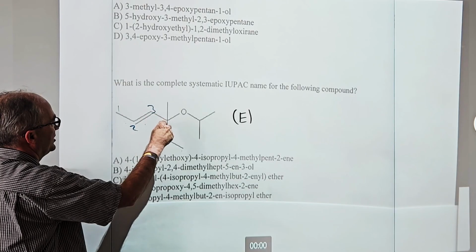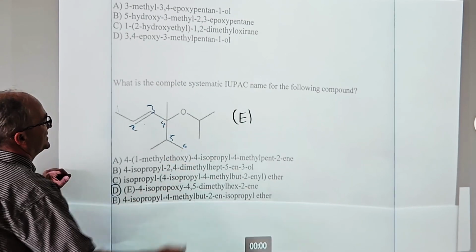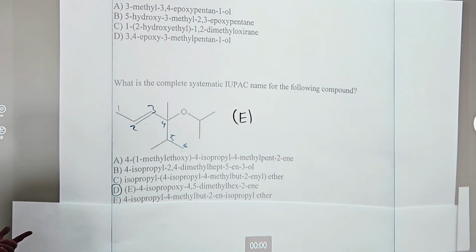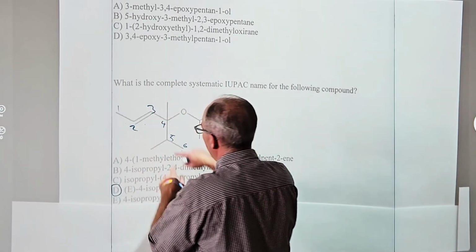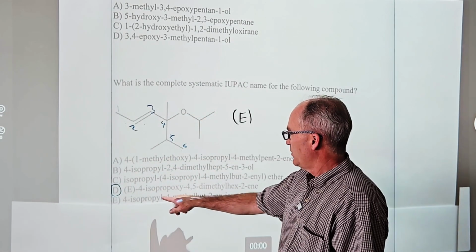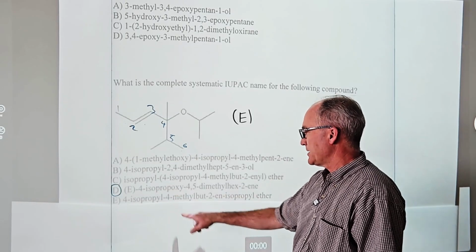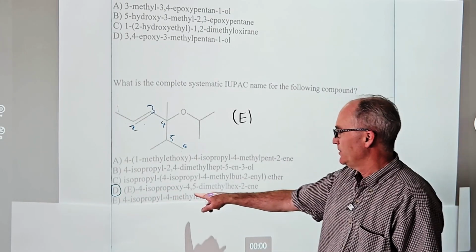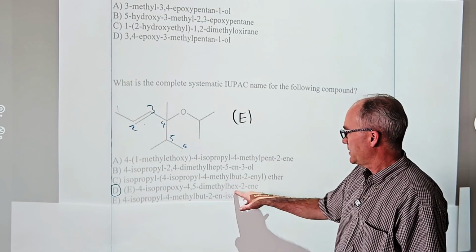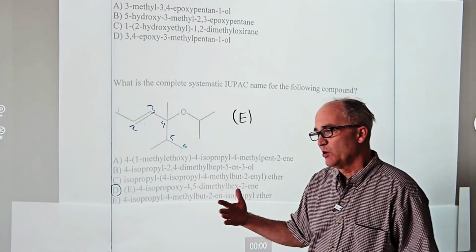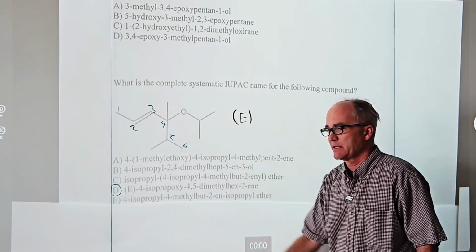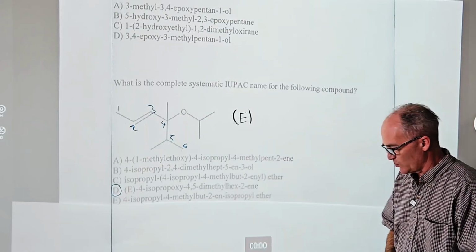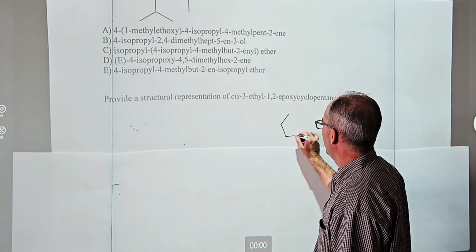1, 2, 3, 4, 5, 6. So we've given the double bond priority over the ether group. E, 4-isopropyl, 4,5-dimethyl, and 4-isopropoxy. I had trouble the other day when I gave you an ether like that and I messed it all up. Hex-2-ene. So we can review naming ethers. We named the alkyl group and we named this as an alkoxy substituent. All right, easy enough.